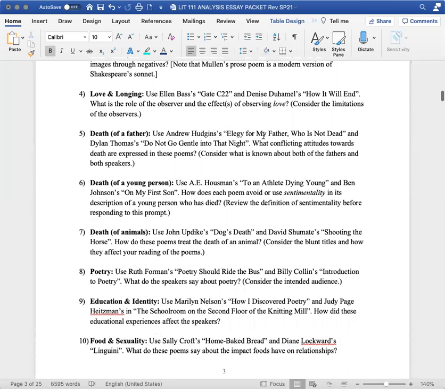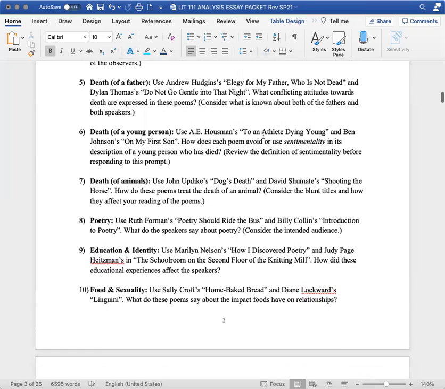So, all right, number 5, death of a father. I have 3 death topics: death of a father, death of a young person, death of animals. For the father, you're using Andrew Hudgens' Elegy for My Father Who Is Not Dead, and Dylan Thomas's Do Not Go Gentle Into That Night. And we read the second one.